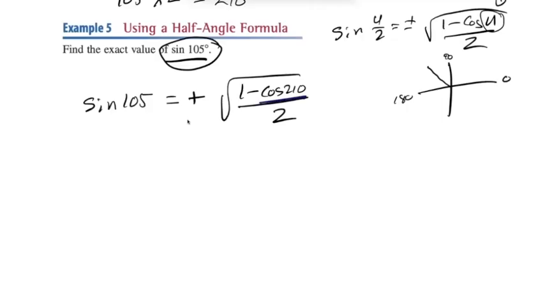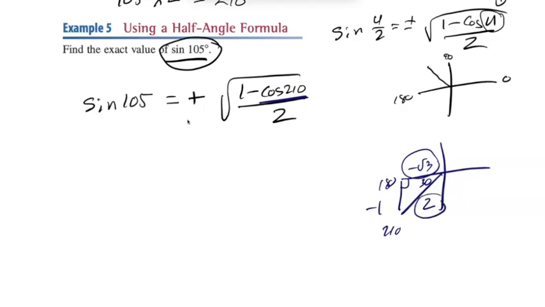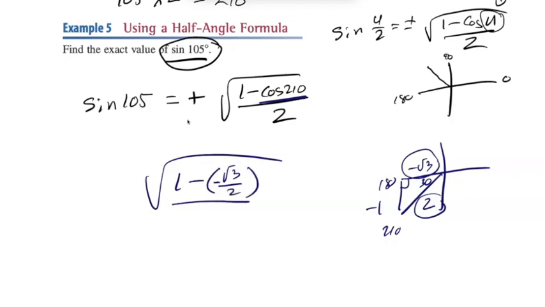Figure out what cosine 210 is. Here's 180. 210 is going to be over here. That is a 30-degree angle. It's negative because you're going down. Negative rad 3 over 2, since cosine, SOHCAHTOA, is rad 3 over 2. So we have 1 minus negative rad 3 over 2, all over 2.